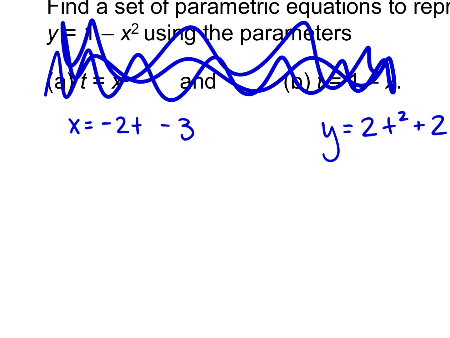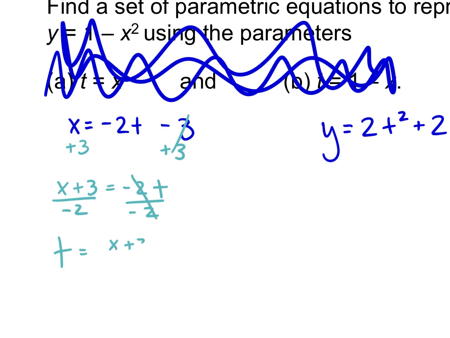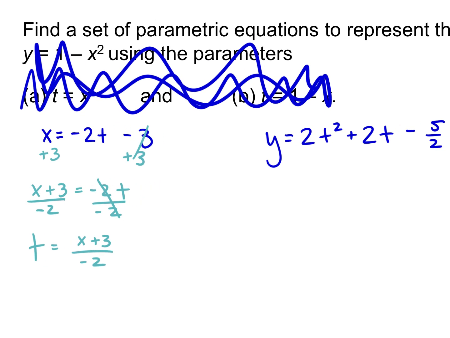What should we do first? Add 3, move it to the other side. So x plus 3 equals negative 2t. Divide everything by negative 2. So t is equal to x plus 3 over negative 2. Now here, if I were to split it up into two different numbers, x over negative 2 and 3 over negative 2, it just leaves us with fractions. So I'm just going to leave it all together as one fraction. Again, different ways that you can simplify. You'll all end up with the same answer.